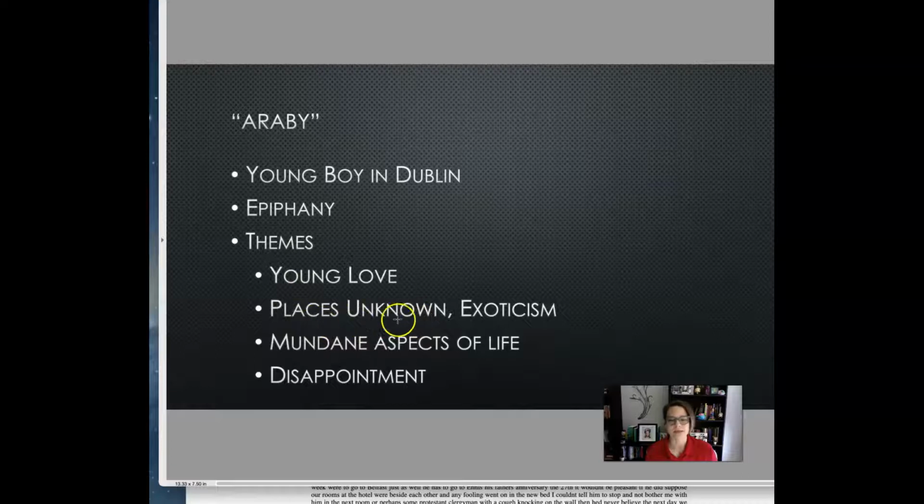He's dreaming about places unknown. There's that exoticism for Araby, the bazaar. But then it's also those mundane aspects of life that become such a huge disappointment, because he's waiting on his uncle. He has to do all this stuff. His uncle doesn't care about what he wants to do. He's trying to get the train. He gets there right before it closes, because all of these things happen that are so mundane. You know, you're waiting on your uncle and your uncle's late and the train is, you know, but it ends with disappointment, which is a very Joyce way to end a story.